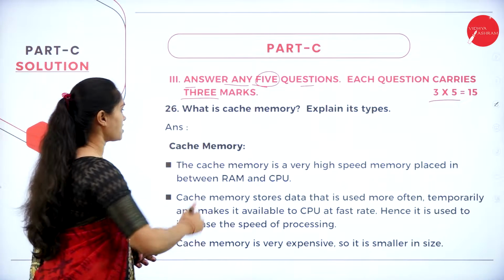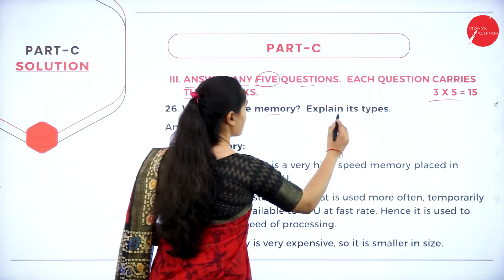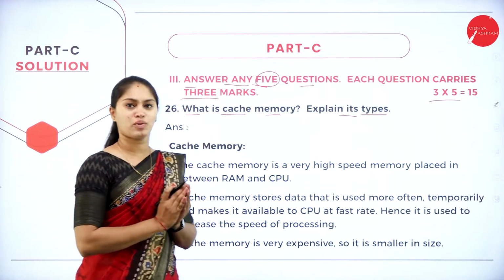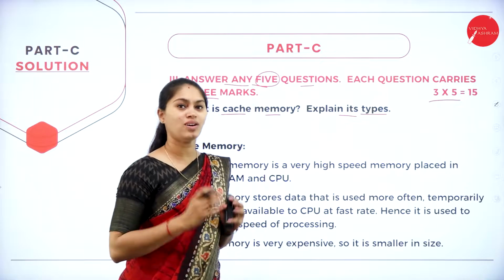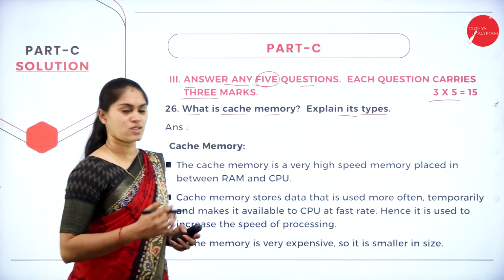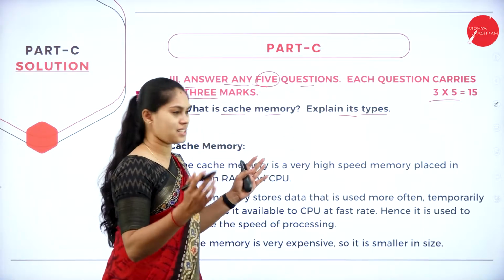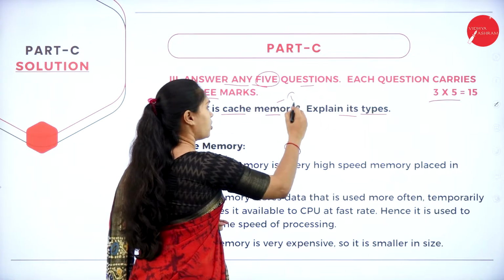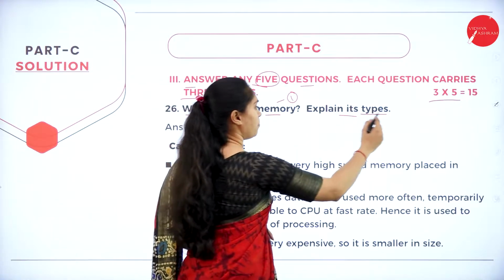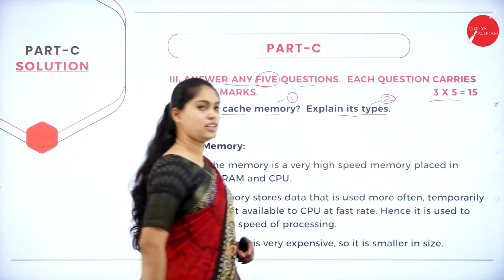Question number 26. What is cache memory? Explain its types. When you are answering these kinds of questions, what are the things you are supposed to analyze? This question carries 3 marks. What is cache memory will carry 1 mark, then explain its types will be for 2 marks.